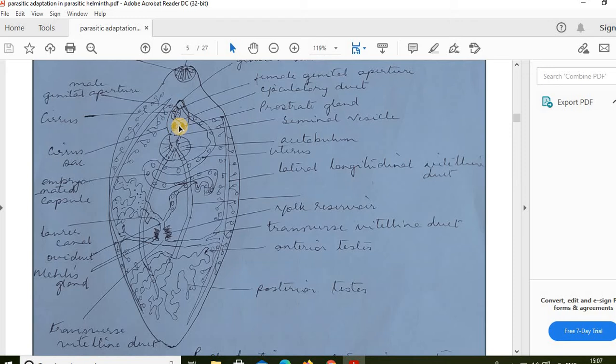The genital atrium is a common chamber for both the female genital aperture and the male genital aperture. It lies above the acetabulum, which is the posterior sucker, and the cirrus or penis can be everted through the gonopore, the common genital atrium, during copulation with another fasciola.